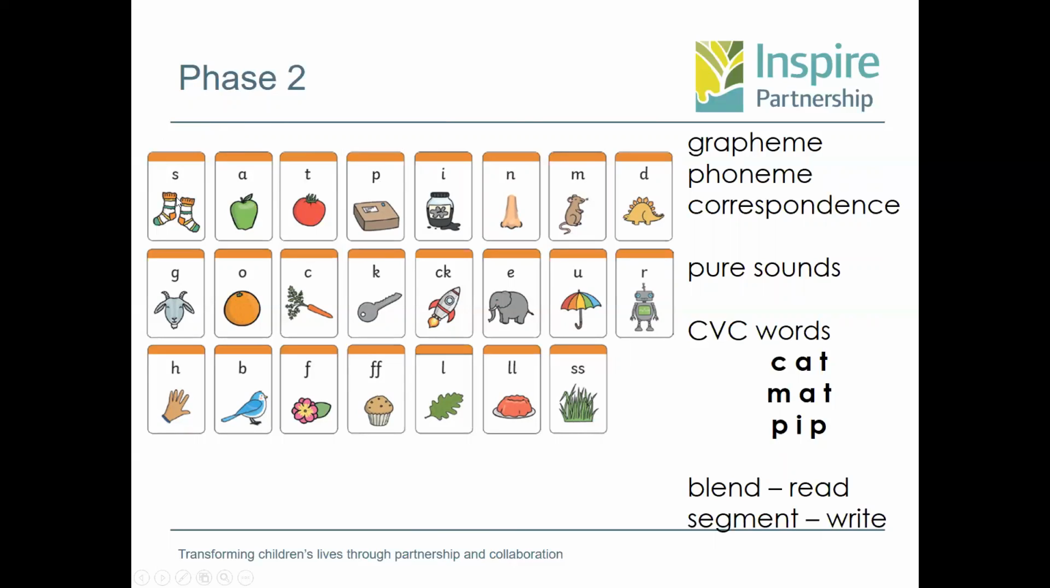So I'll go through these sounds for you. They are pure sounds that we teach, so they're not elongated sounds. It's not like suh or ah or tuh. It's a clipped, short, pure sound. So a sound like s is a long sound, a is a short sound, but they're clipped and they're pure sounds. For example, s, a, t, p, i, n, m, d, g, o, c, k, e, u, r, h, b.